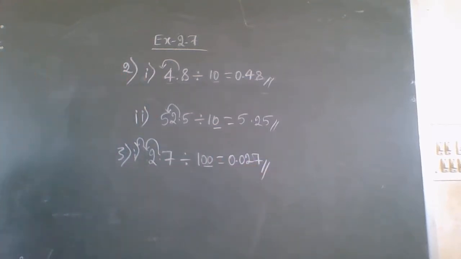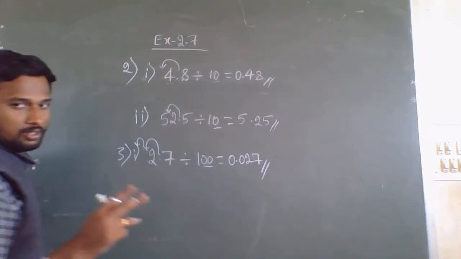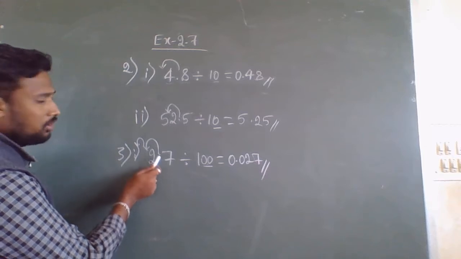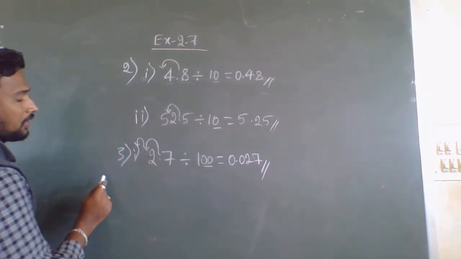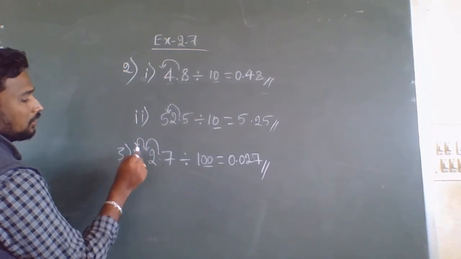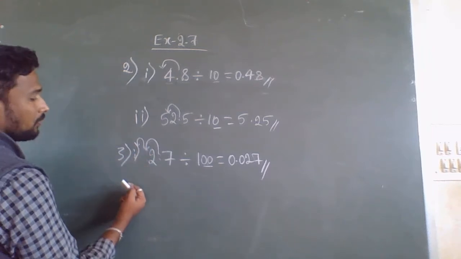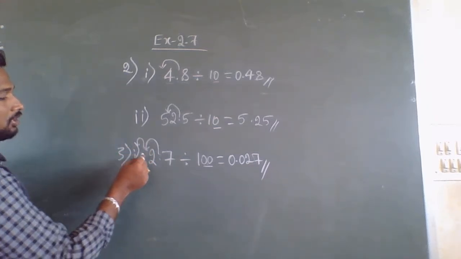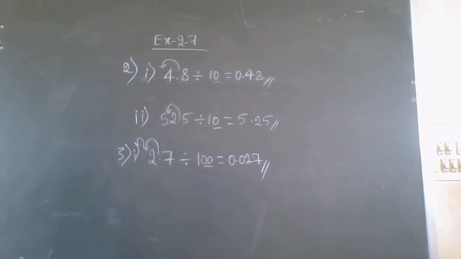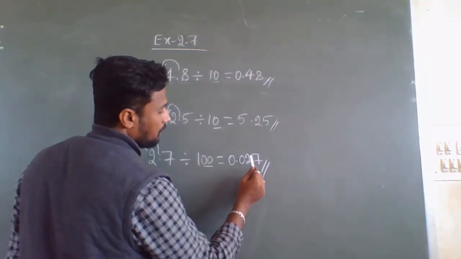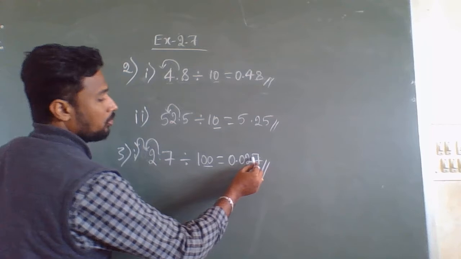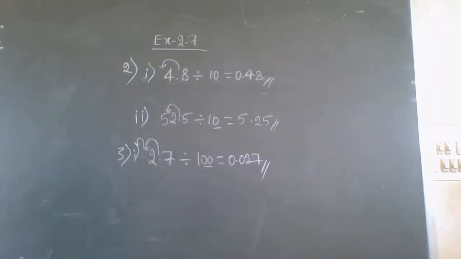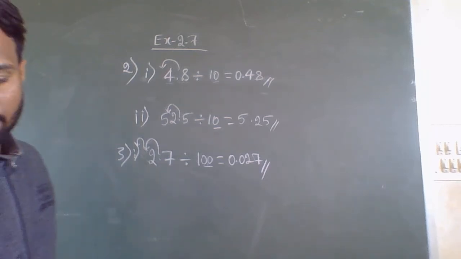So what are you doing here? In 100, two zeros are there. Therefore, this decimal point should be moved two steps towards left side. In the first step, we get it in front of 2. After 2 there is no number, so I will consider 0. Again, I should move this decimal point one step towards left side. So what will you get? 0.027. I moved this decimal point two steps towards left side. Okay.